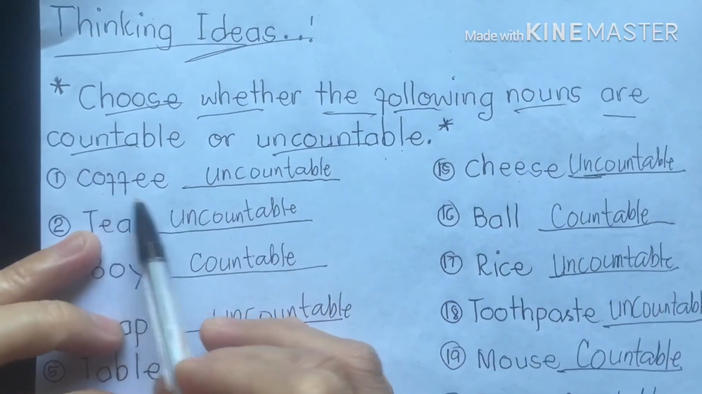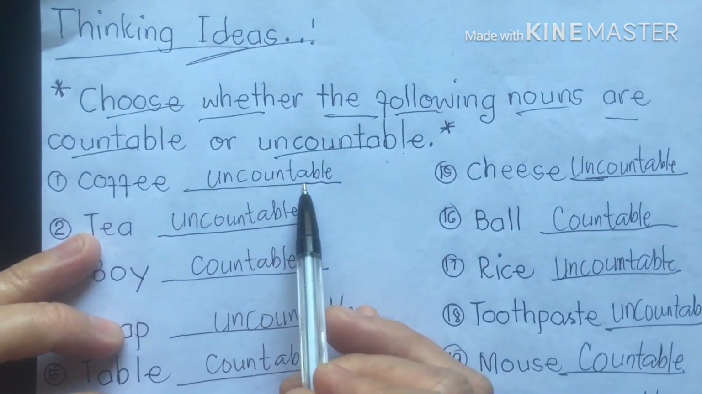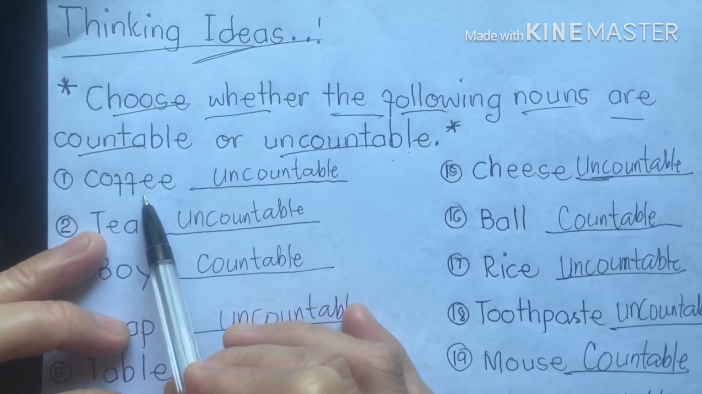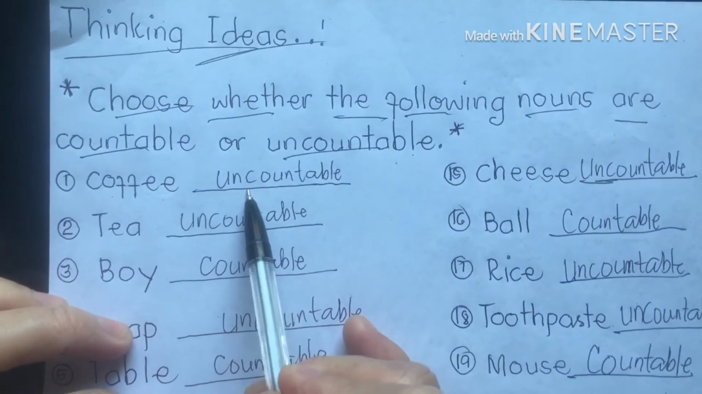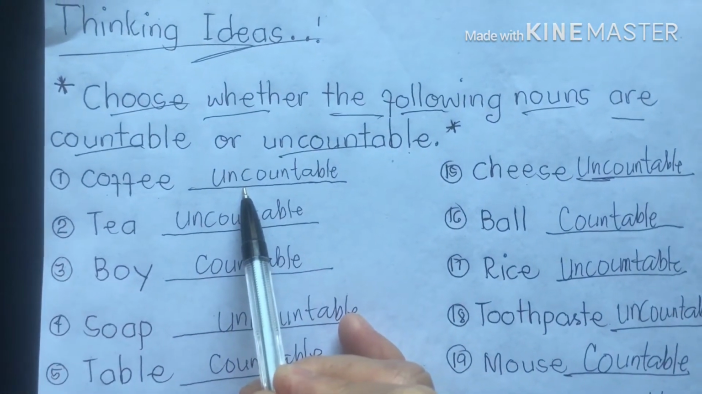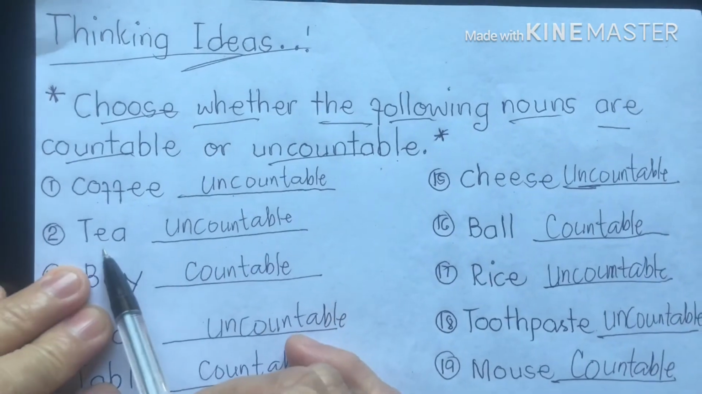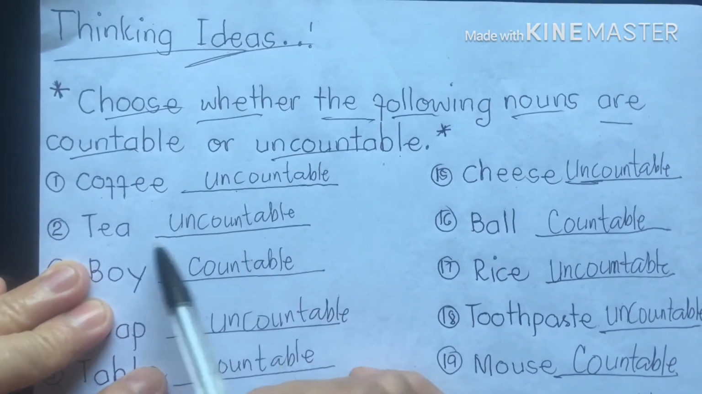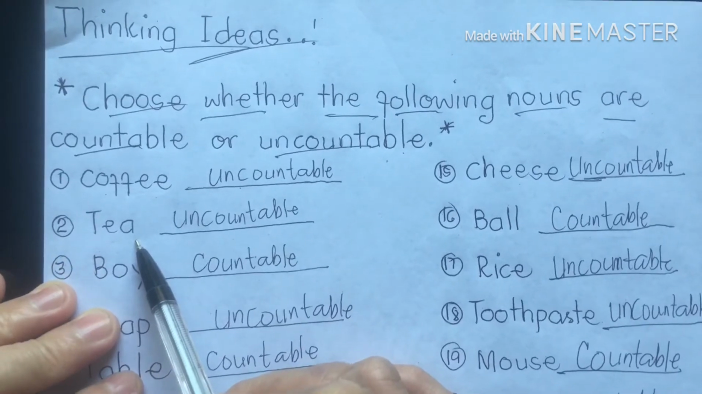Number one is coffee. Why, class, is it uncountable? Remember, we can't count coffee by piece. We can count it through a counter. What counter is that? It is by pack. Tea. Why is it uncountable? We can count it by pack also.